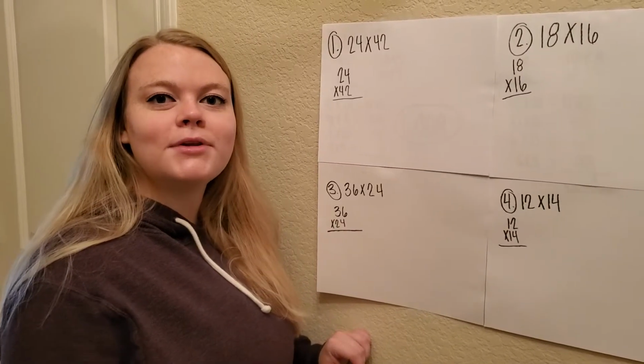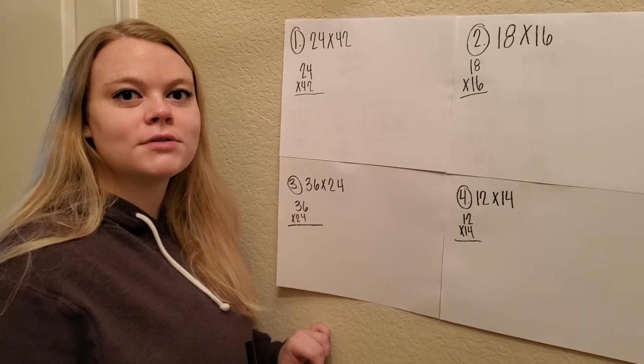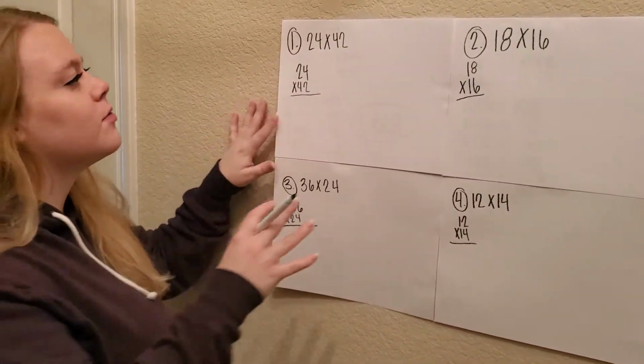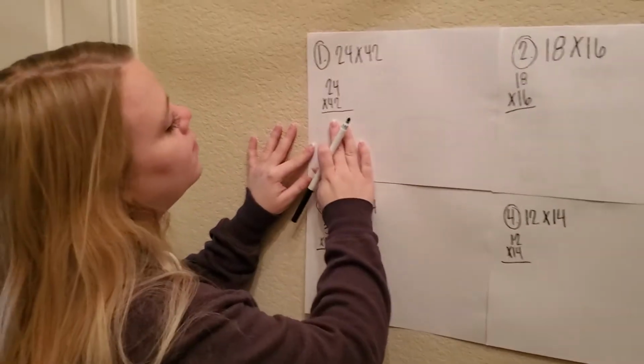Hello, my name is Lauren Knapp, and today I will be teaching you how to multiply using partial products. So we've got 4 problems here, so I'm going to start out with number 1. So we've got 24 times 42. So I wrote it out here.